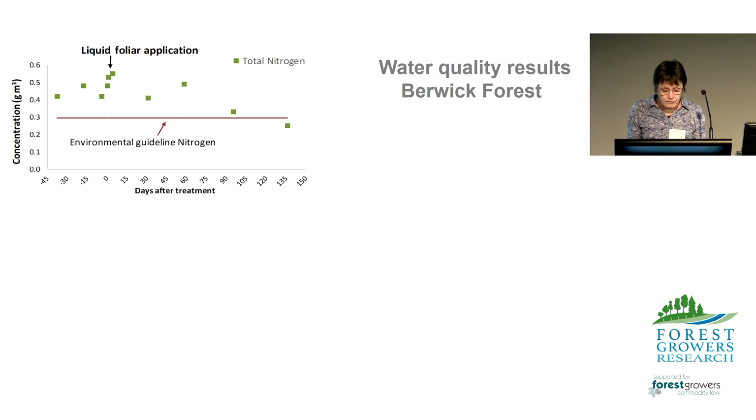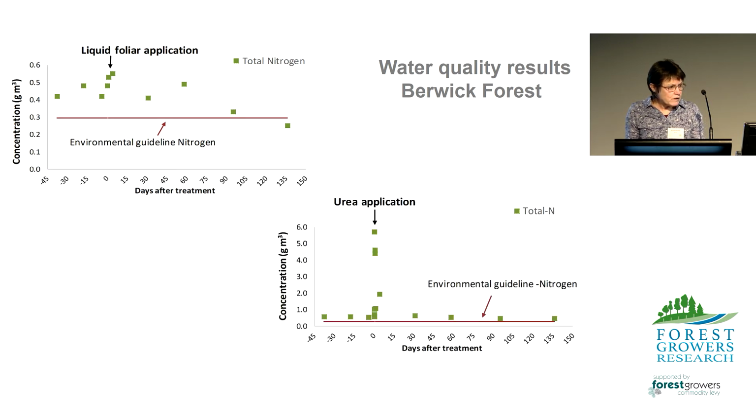Just looking at the example from Berwick Forest, if you look at the liquid foliar fertiliser graph, you can just see that there was a small increase in nitrogen on the day of application. If you look at urea and you look at the y-axis, you can see that there's roughly a 10-fold higher increase in the urea spike on the day of application, but it only lasted for several hours.